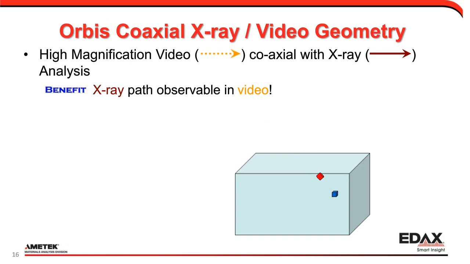With the Orbis coaxial design, again, we have that same sample with the two inclusions. I want to measure that blue inclusion, so I have the camera system targeting the blue inclusion. And because I can see the path to that blue inclusion, I know my X-ray path is the same, and I'm able to measure with confidence. I know I'm measuring that blue inclusion rather than having the beam obstructed by something else, such as the red inclusion off to the side.